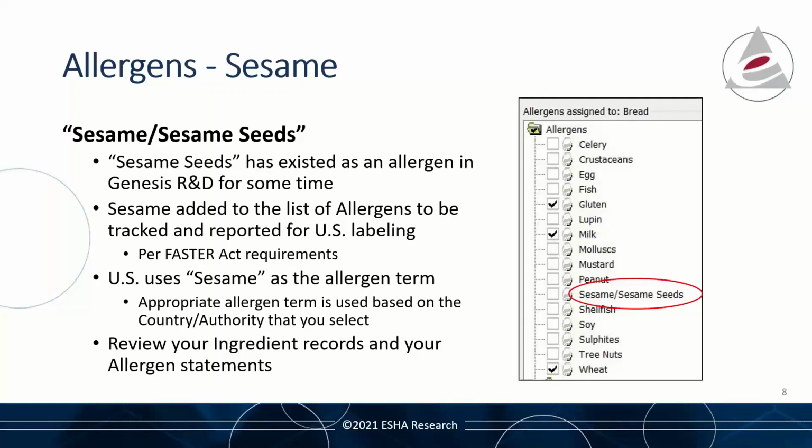However, because sesame is newly associated with U.S. allergens, if you haven't already reviewed ingredients for the sesame allergen, say you were only working with the U.S. set of allergens that didn't show sesame before, and you haven't cleared the sesame seeds allergen for items that don't contain sesame, then you can expect to see sesame appear for some items.